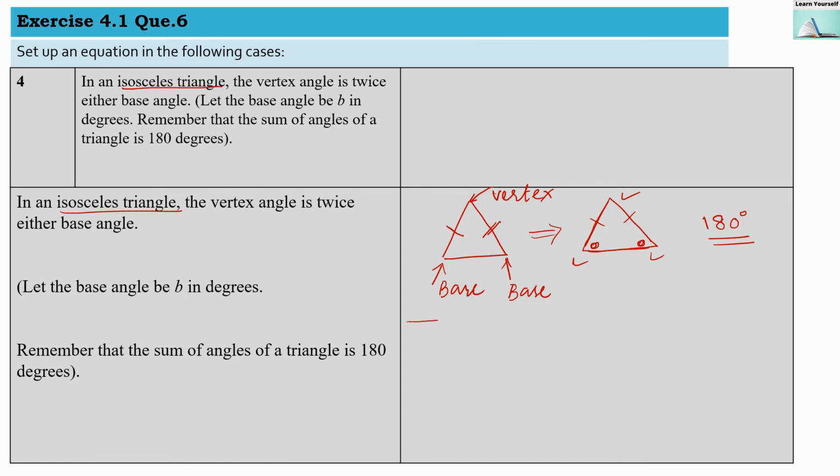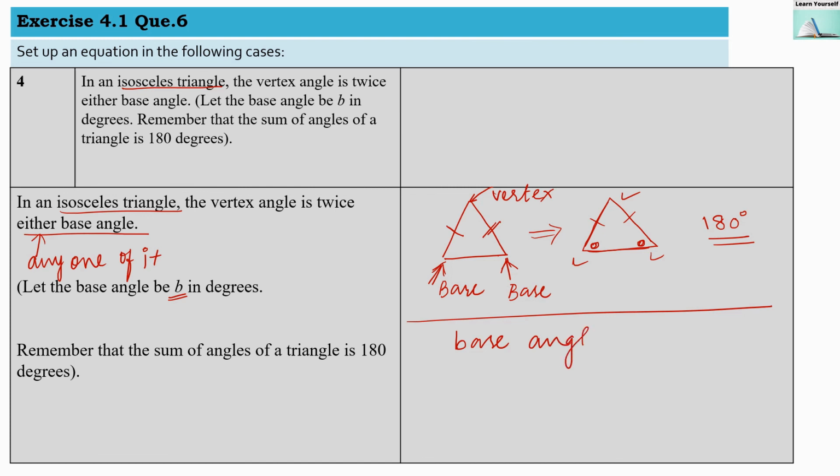Now let us check the equation. The statement: in an isosceles triangle, the vertex angle is twice either base angle. Why have they written either? Either means any one of it, because we have two base angles here. Both the angles are base angles. So they are saying either base angle, so any one of it. Let the base angle be B in degrees. They have given the information that the measure of the base angle equals B.